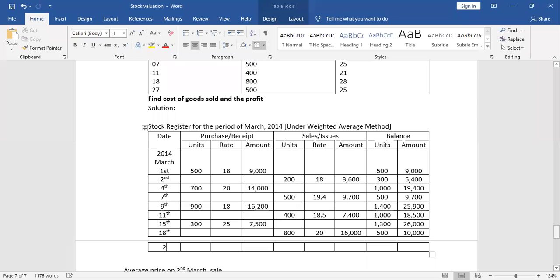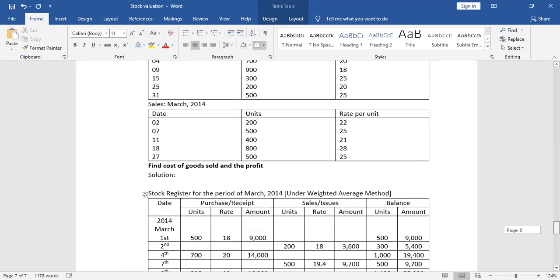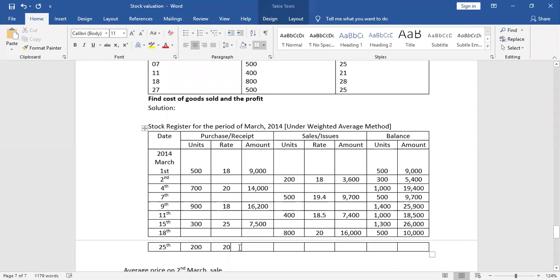तो हम लोग जाएंगे 25th को and we have done the purchase of 200 units for what is the per unit? 20. So 200 into 20, how much is it coming? 4,000. Directly write in the balance. 500 plus 200 is 700. 10,000 plus 4,000 is 14,000. पहले का 10,000, अभी का 4,000, 14,000. And balance of unit, पहले का 500, अभी का 200, 700.